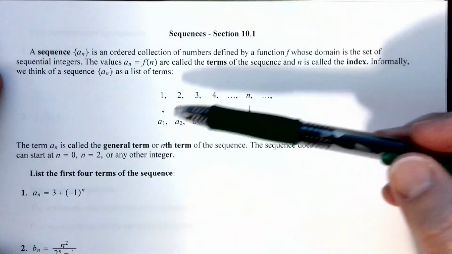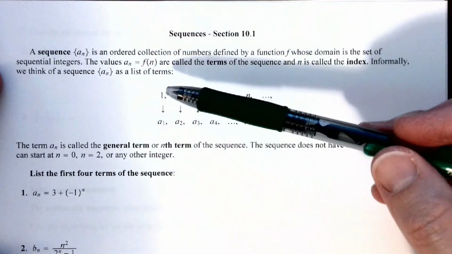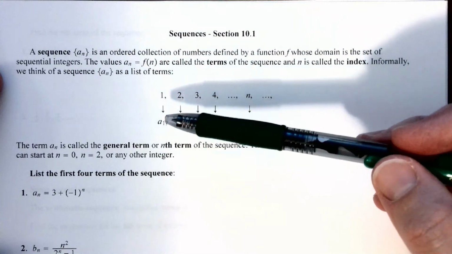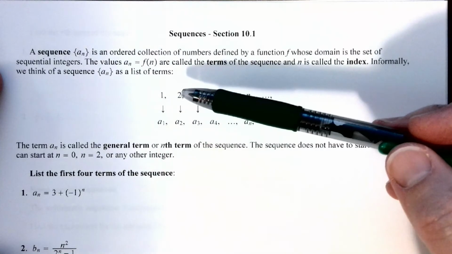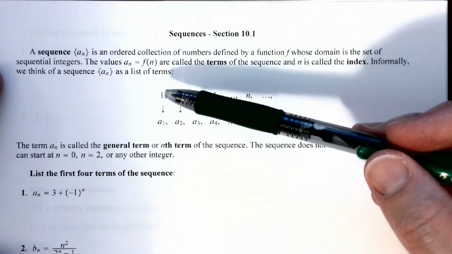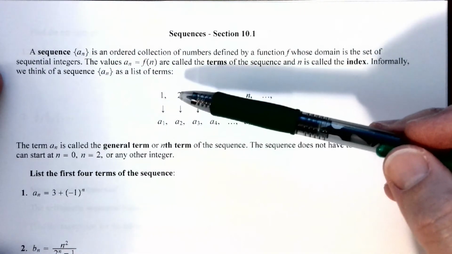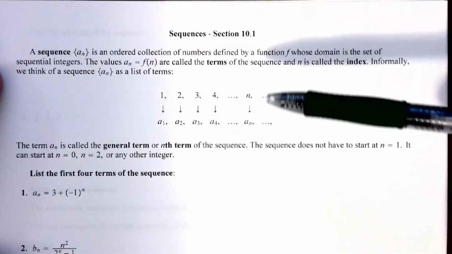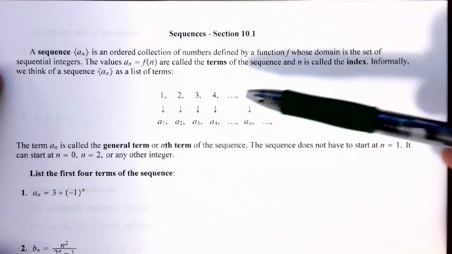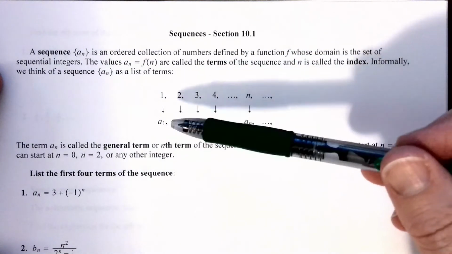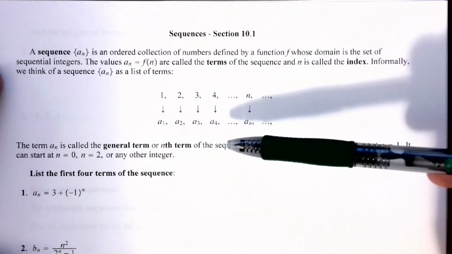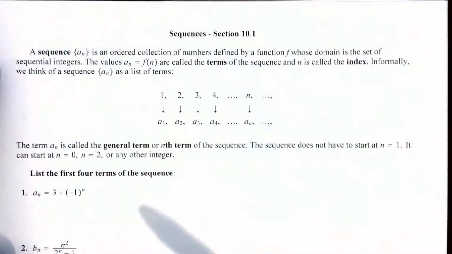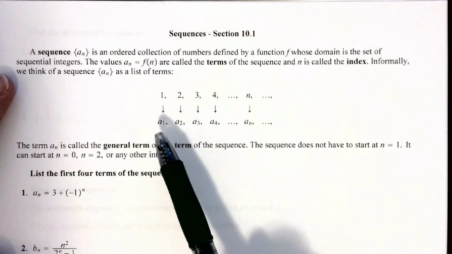So for instance, if we start with n equal 1, then the first term of the sequence is a sub 1. It's kind of like a function: input 1, output a sub 1, input 2, output a sub 2. It's not just kind of like a function, it is a function. These are called the terms, and n is called the index. So the index is 1, 2, 3, and so on. We do informally think of a sequence as just a list of these terms in order.